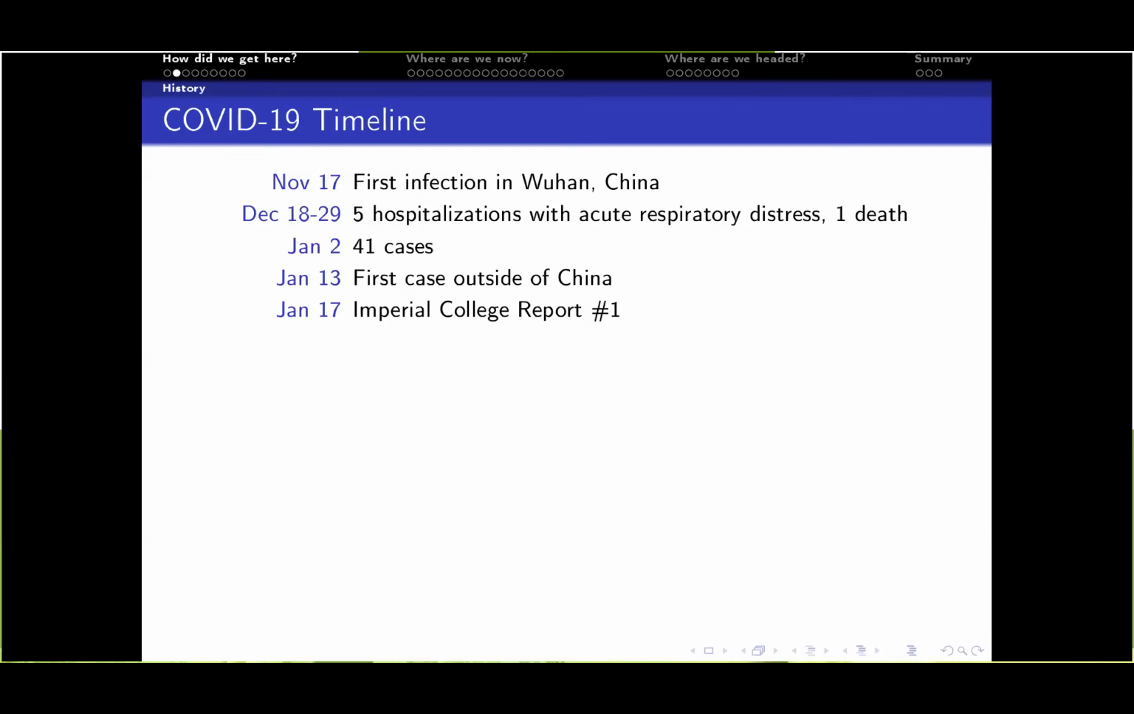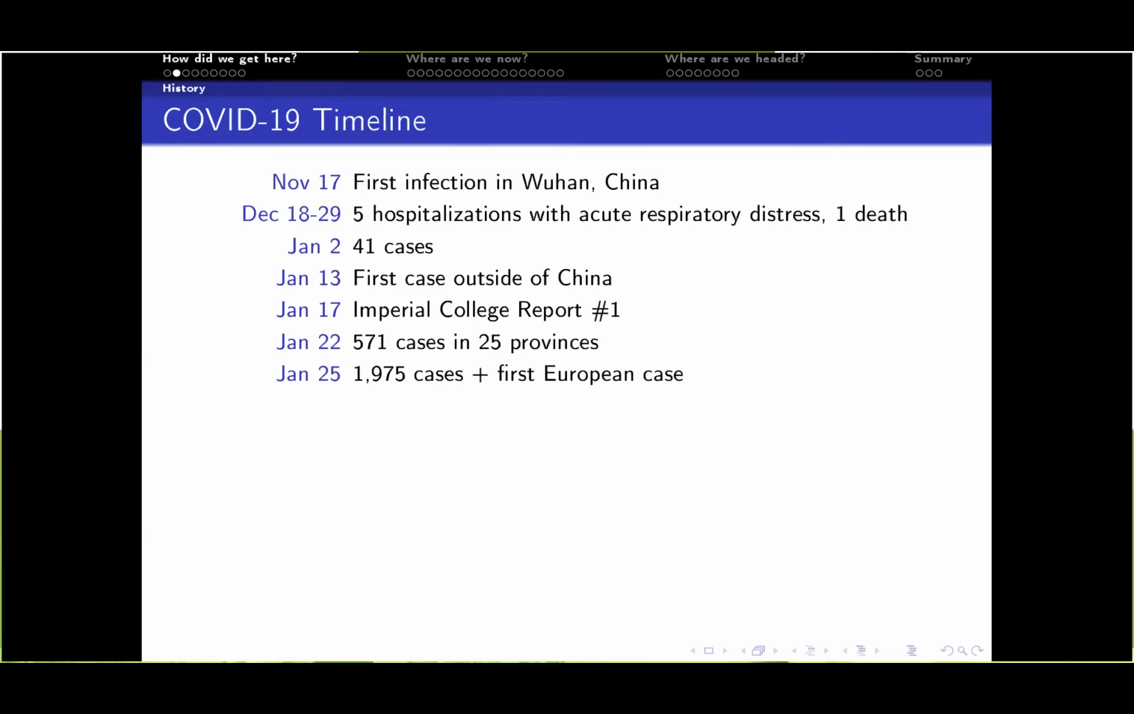started issuing reports on this pandemic and trying to estimate the size of it, how it was going to spread, and projections forward. I think they're up to report 14 or something by now. So there's been a steady stream of predictions there. Very quickly, you're seeing 571 cases in 25 provinces in China. So it's growing quite spectacularly.